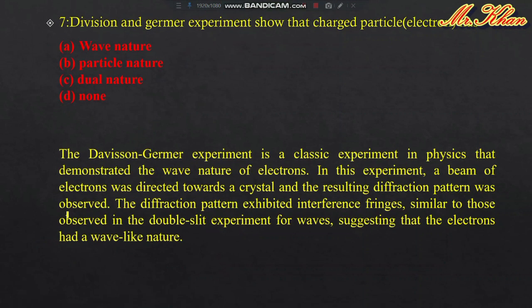Question 7. The Davisson and Germer experiment shows that a charged particle, the electron, has: A. Wave nature, B. Particle nature, C. Dual nature, D. None. The Davisson and Germer experiment is a classic experiment in physics that demonstrated the wave nature of electrons. In this experiment, a beam of electrons was directed towards a crystal and the resulting diffraction pattern was observed. The diffraction pattern exhibited interference fringes, similar to those observed in the double-slit experiment for waves, suggesting that the electrons had a wave-like nature.